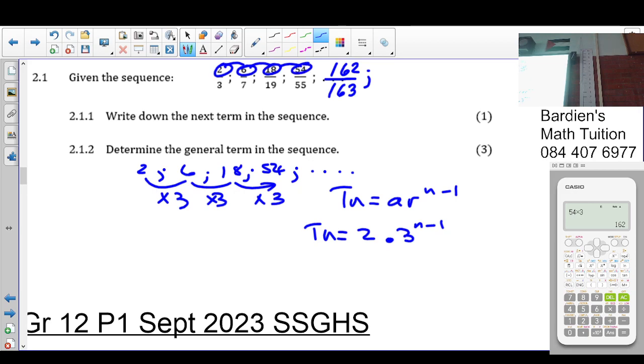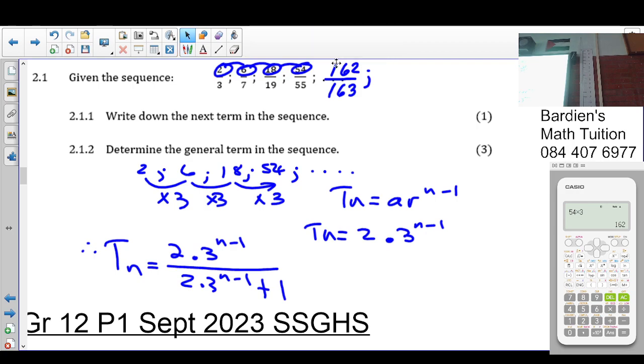Can you see that? So therefore, the general term of this pattern is going to be 2 times 3^(n-1) over 2 times 3^(n-1) plus 1, as the denominator is 1 more than the numerator. Okay. 1 on the numerator, 1 on the denominator, and of course 1 on the general term.